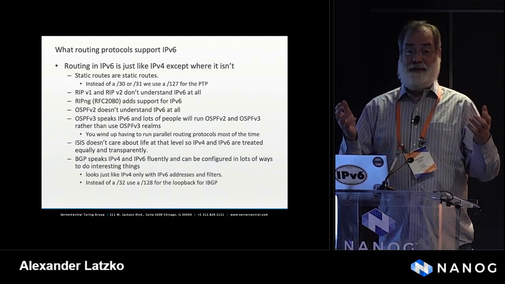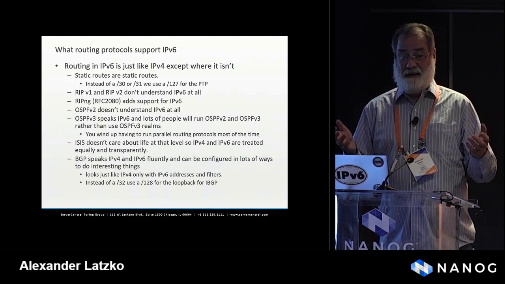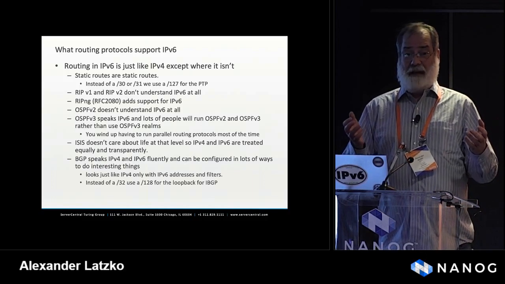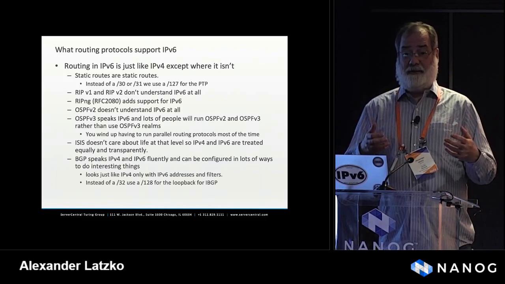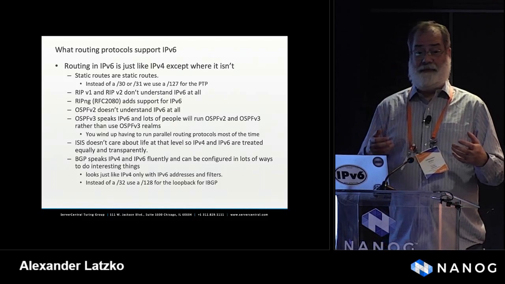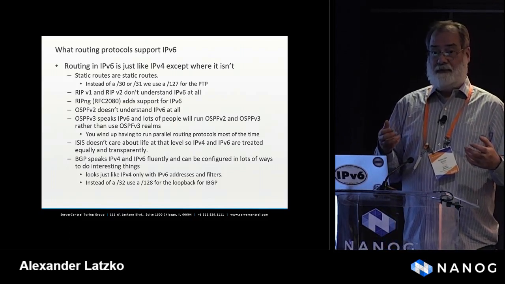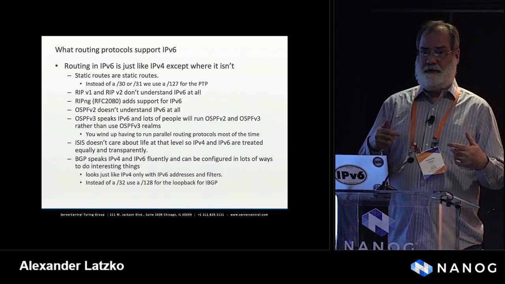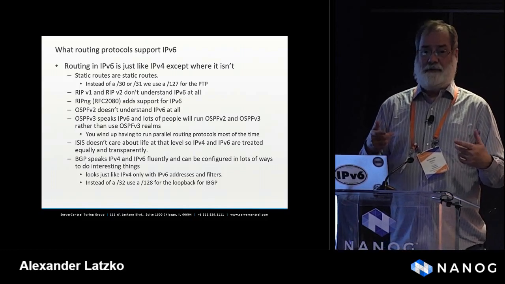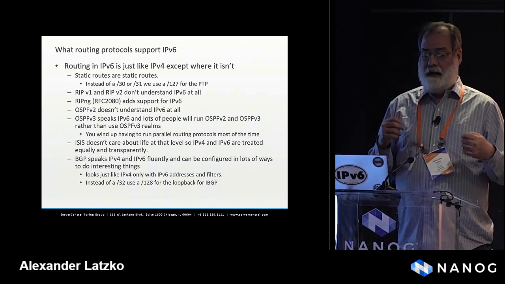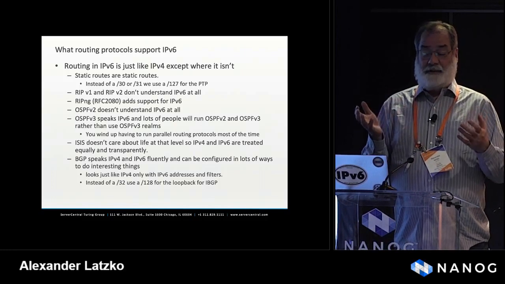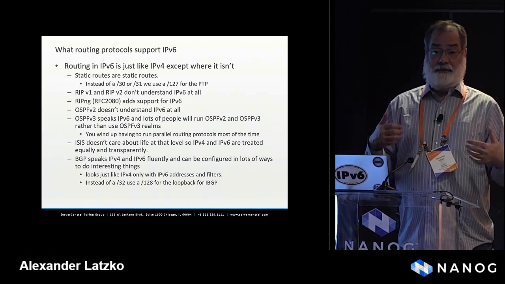BGP, well, BGP will do anything to anybody. I swear it was invented by Victorinox. It's the Swiss Army knife of routing protocols. You can do anything with it. Of course, you can also cut your toes off like you can with a Swiss Army knife. Be careful. It looks just like v4, v6. It's all in your filters.